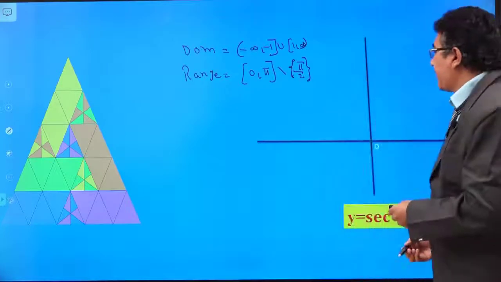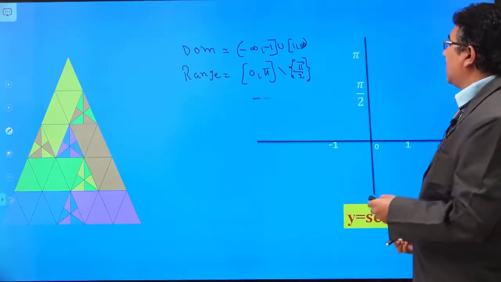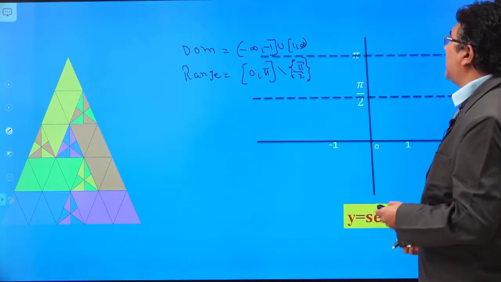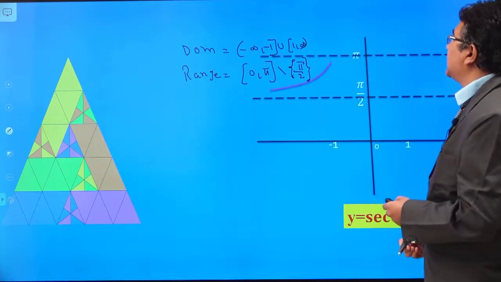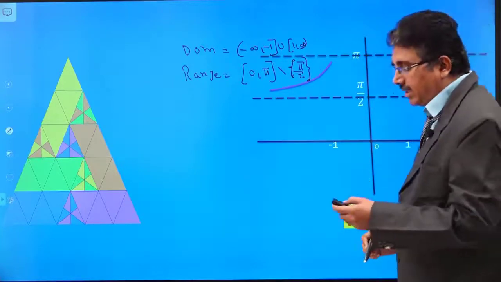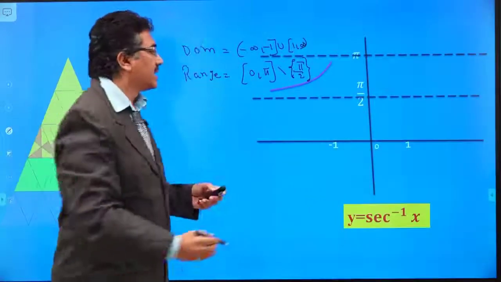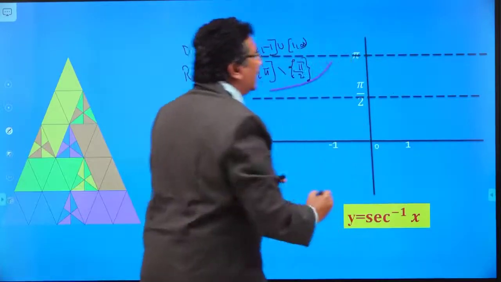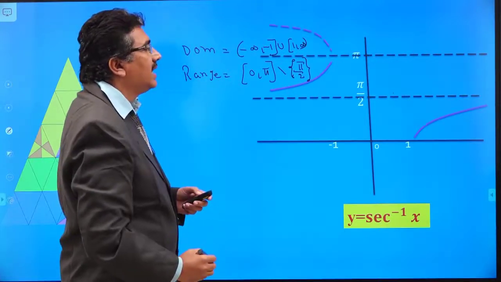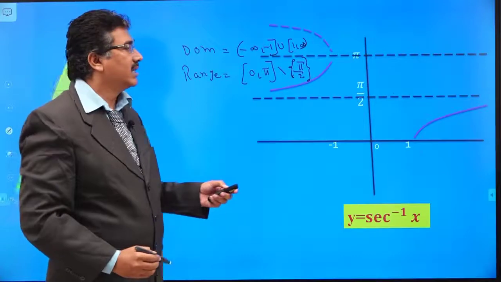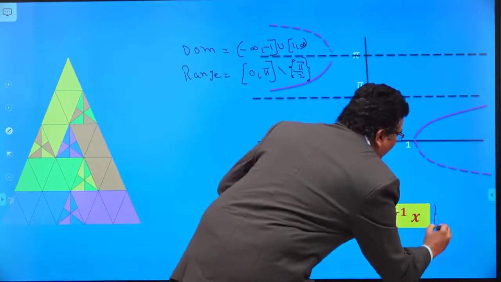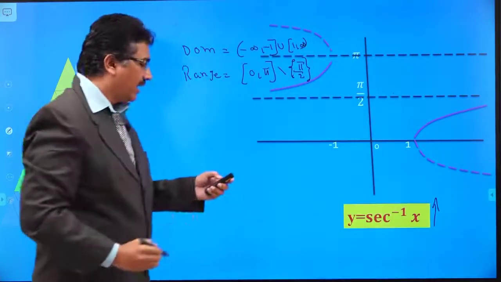If x increases from minus infinity to minus 1, then secant inverse x increases from pi by 2 to pi, and if x increases from 1 to infinity, then secant inverse x increases from 0 to pi by 2. So, from this, secant inverse x is also an increasing function.